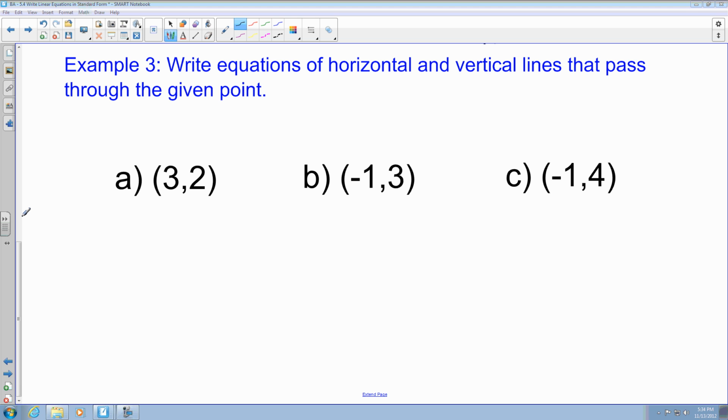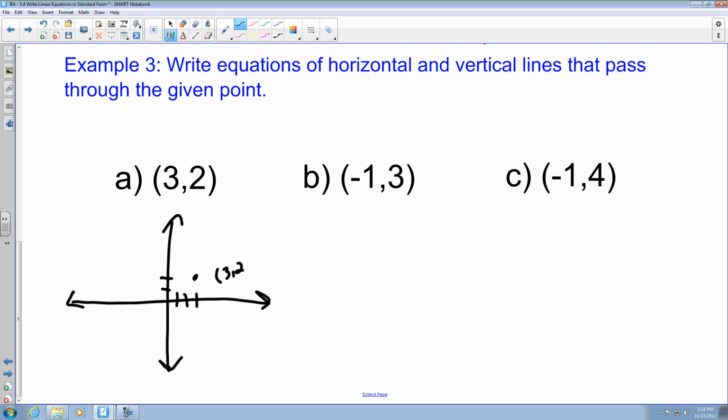Alright, so let's look at A. We're at coordinates 3, 2. So let's just make a graph. I'm going to plot 3, 2. Let's say like this here, 1, 2, 3, and then 1, 2. So that is where 3, 2 would be located.